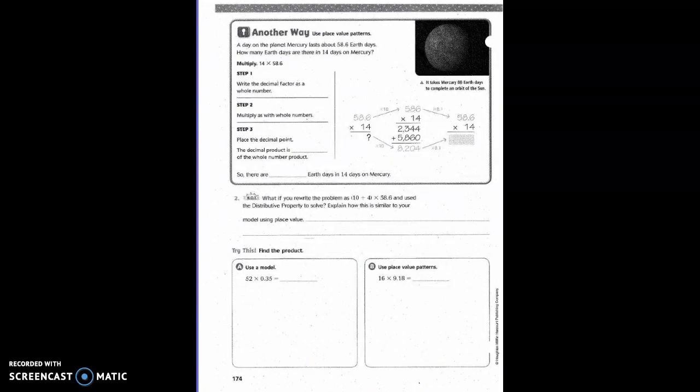Another way, use place value patterns. A day on the planet Mercury lasts 58 and 6/10 Earth days. How many Earth days are there in 14 days on Mercury? So basically, they did what we did yesterday, only we have more than one digit, right? They have at least 2 or more digits that they're multiplying. So basically, they took 586 times 14, and then they got 8,204, and then they went back in and added their decimal place.